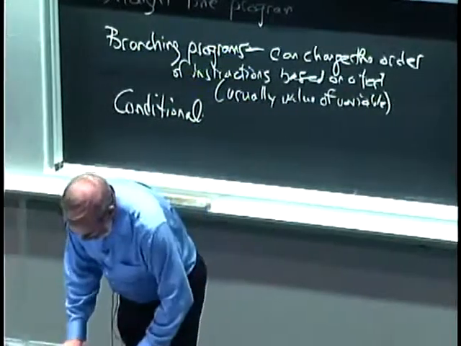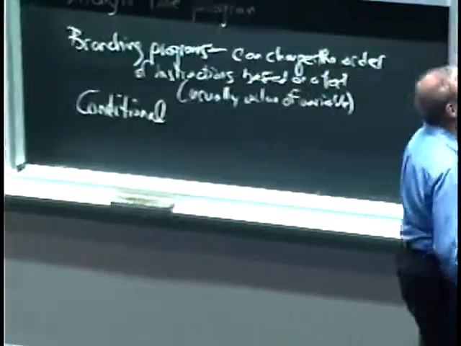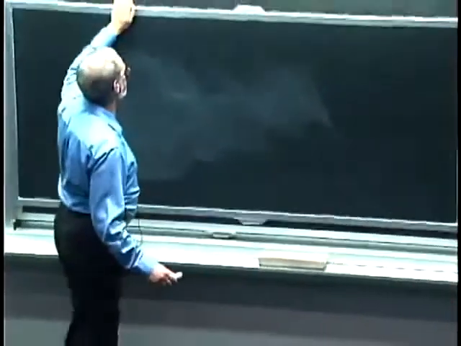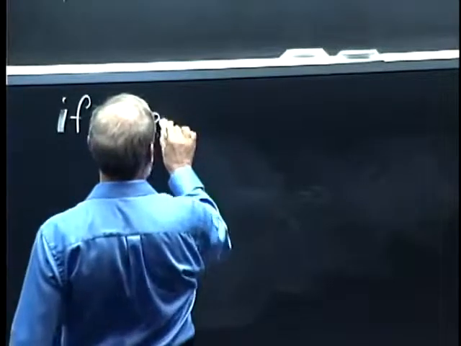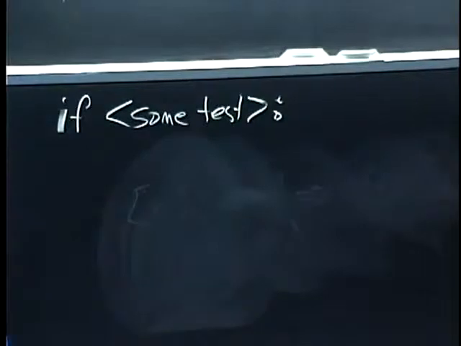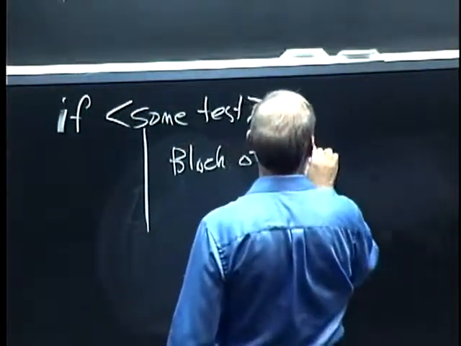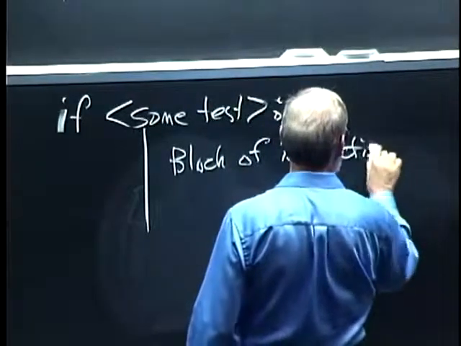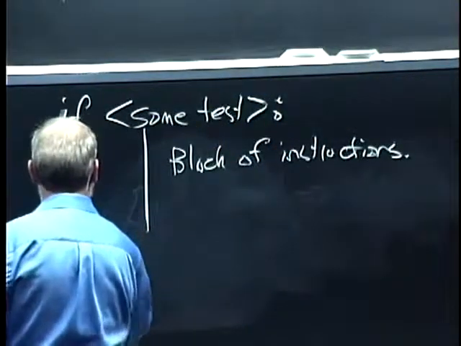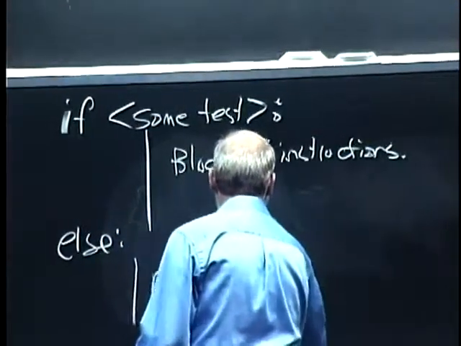Okay. Now, having done that, again, I want to stress this idea, and I'm going to write it out one more time, that there's a particular format here. So we have if, and that is followed by, and I'm going to use angle braces here just to indicate something goes in here, some test followed by a colon. That is followed by a block of instructions. And then we have an else followed by a colon and some other block of instructions.